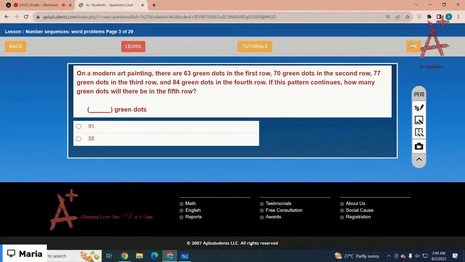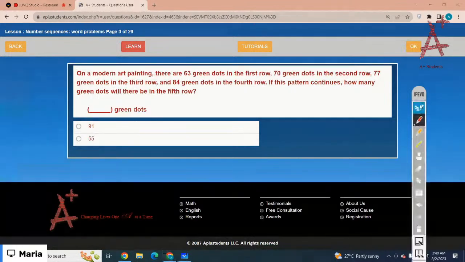Okay, on a modern art painting, there are 63 green dots in the first row, 70 green dots in the second row, 77 green dots in the third row, and 84 dots in the fourth row. If the pattern continues, how many green dots will be in the fifth row?